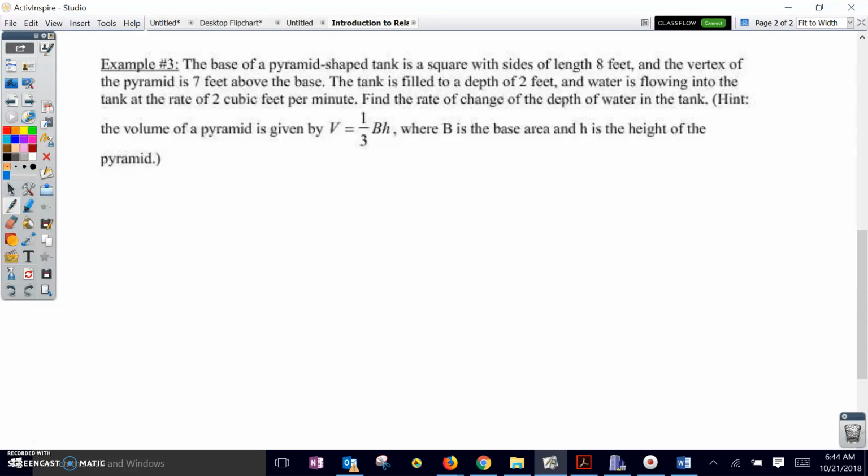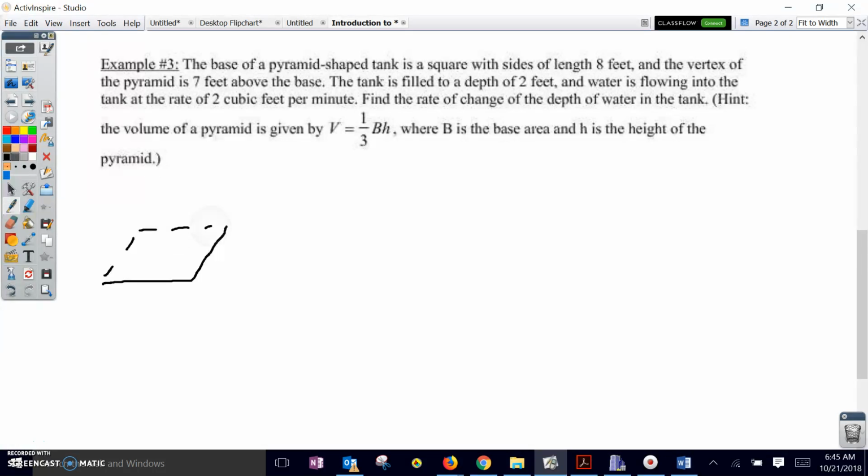The base of a pyramid-shaped tank is a square with sides of length 8 feet, and the vertex of the pyramid is 7 feet above the base. The tank is filled to a depth of 2 feet, and water is flowing into the tank at the rate of 2 cubic feet per minute. Find the rate of change of the depth of water in the tank. And we've got a little hint here with the volume formula for a pyramid, which will come in handy for us later. Alright, so first things first, we've got a pyramid-shaped tank.